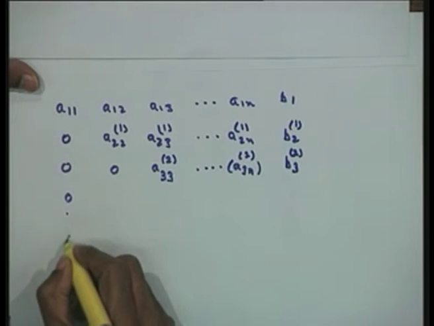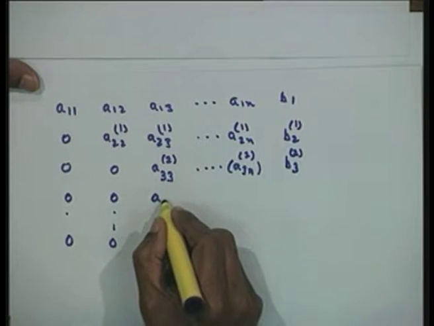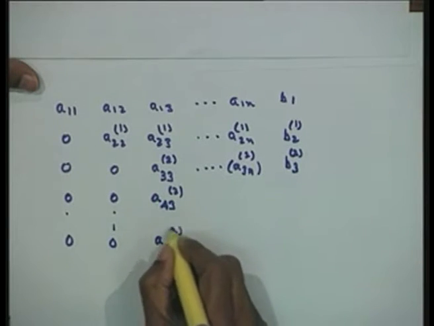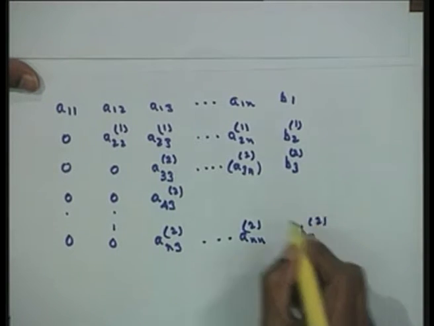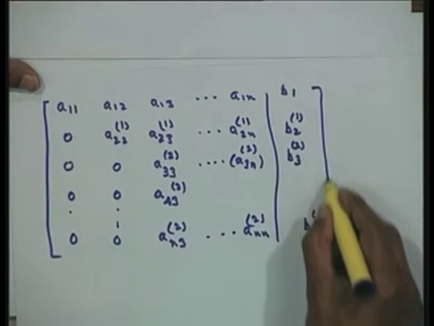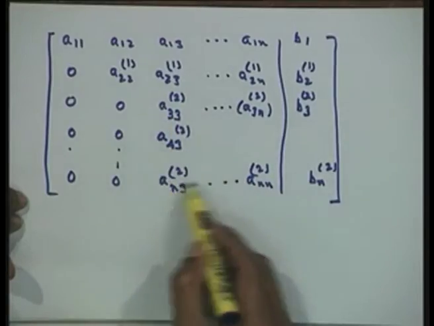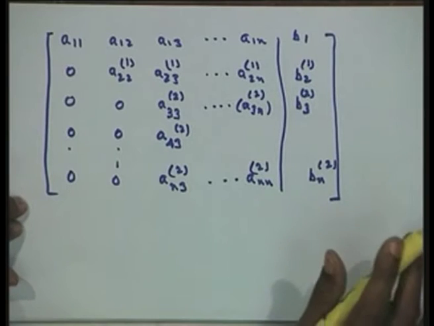Now I have got zeros over here, and now I have got the elements over here. This is your a32, and so on. This is your an3 of 2, ann of 2, bn of 2. So after the second step, I would then have this as my new matrix. Now this is the matrix that we shift to the right, to the next column, and we repeat this for n minus 1 stages.